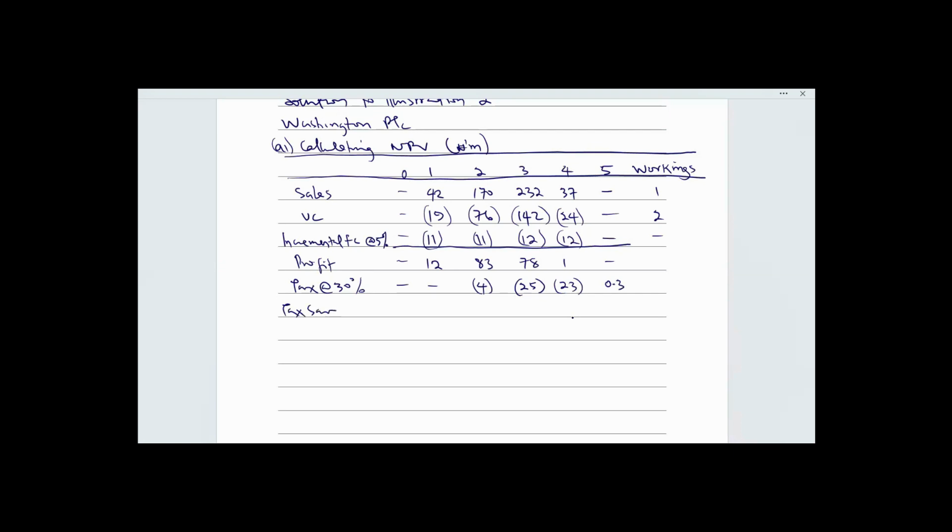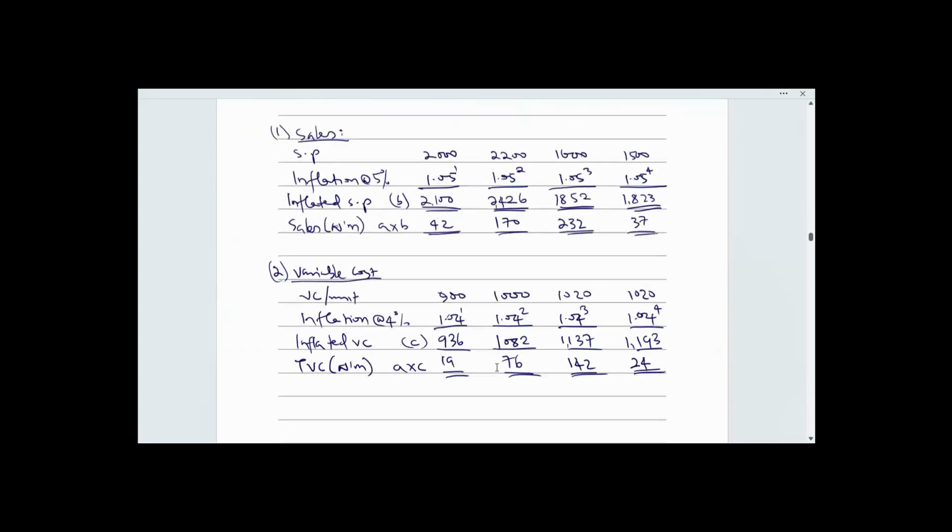Tax saved on capital allowance. Remember, your tax saved on capital allowance will follow the same pattern as your tax liability. So because our tax liability is in arrears, our tax saved on capital allowance must also be in arrears. So at this point, I need to go and calculate tax saved on capital allowance. You see the way we are picking it one by one. So you must ask the right question. I will move to working number 3.